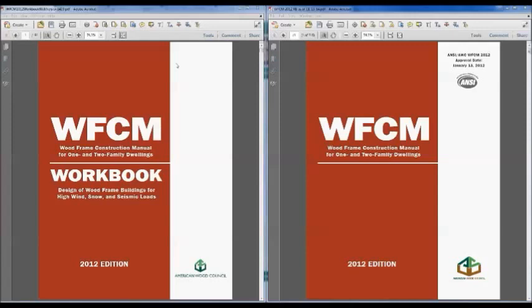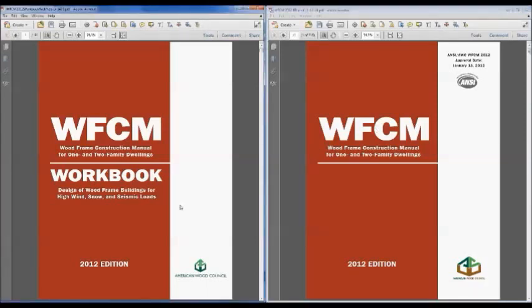Hopefully you've had a chance by now to download the WFCM workbook, which is shown here on the left, and the view-only version of the Wood Frame Construction Manual, 2012 edition, which is shown here on the right. If you haven't been able to do that, go ahead and do so now while we're doing some of this introductory material. The workbook is printable, so even if you don't have it printed now, you should be able to print a copy after the program. The Wood Frame Construction Manual, if you don't already own a hard copy or a printable electronic copy, you should be using the view-only version that's available on our website.